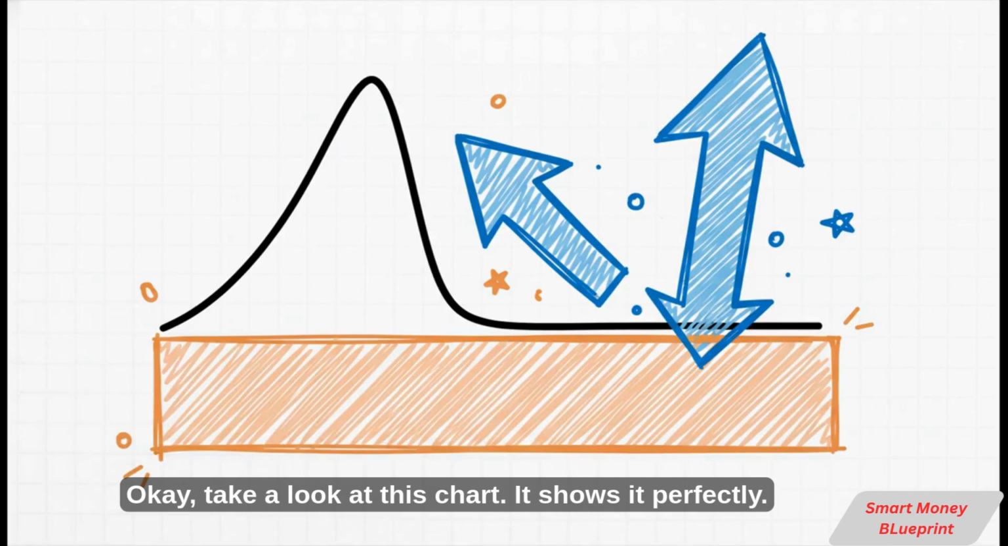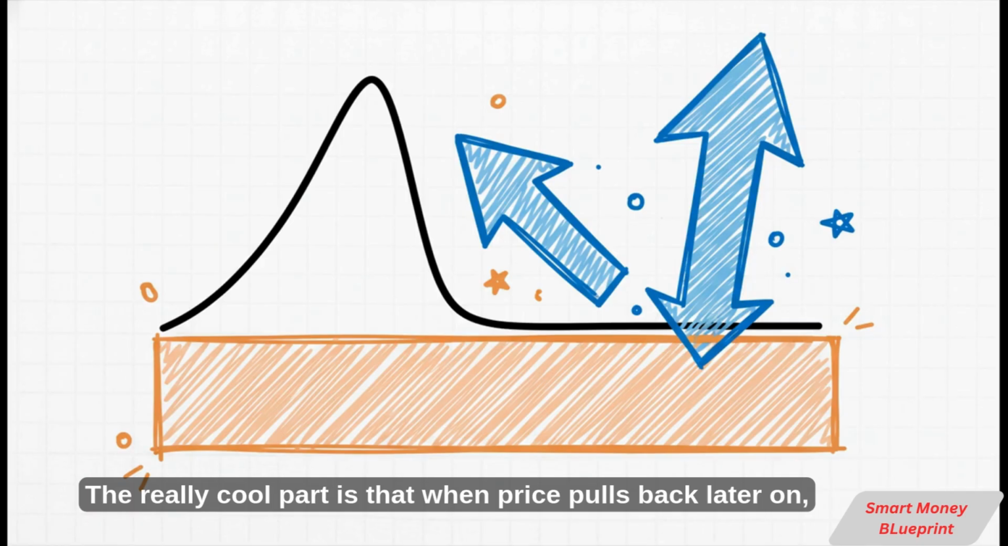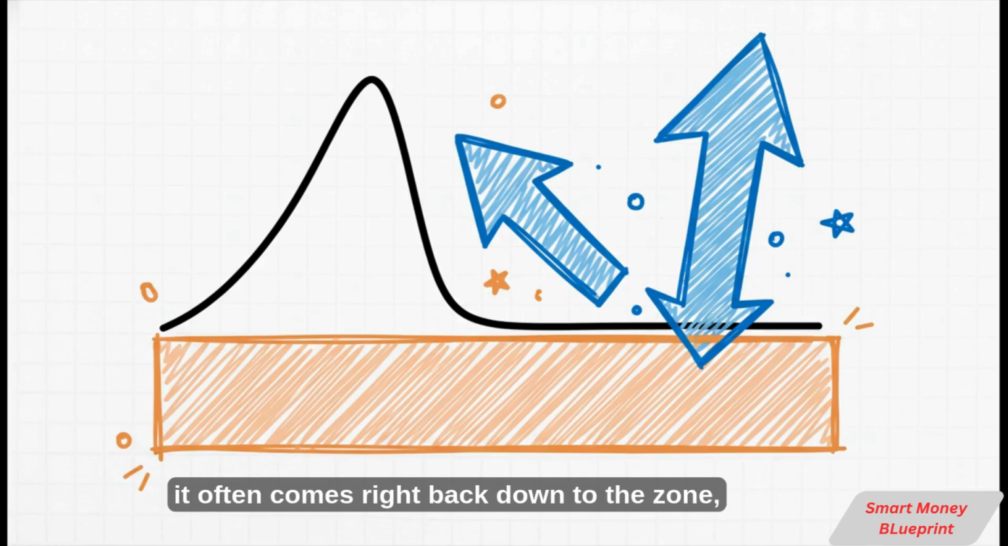Okay, take a look at this chart. It shows it perfectly. You see that swing high that was formed? Then, price comes back and pushes aggressively right through it. That's our break of structure. The zone of that original swing high becomes our breaker block. The really cool part is that when price pulls back later on, it often comes right back down to this zone, respects it, and uses it as a launch pad to go higher. That's piece number one of our puzzle.